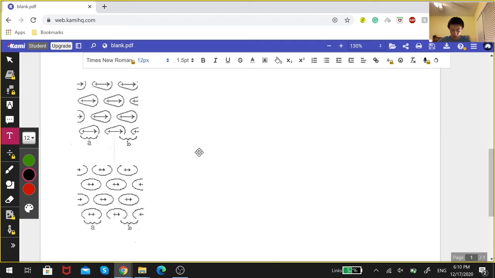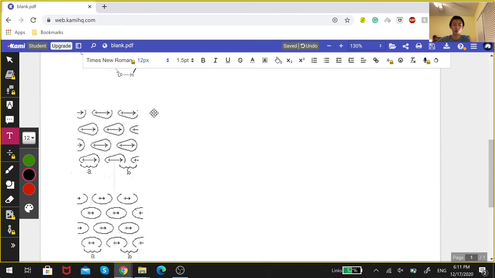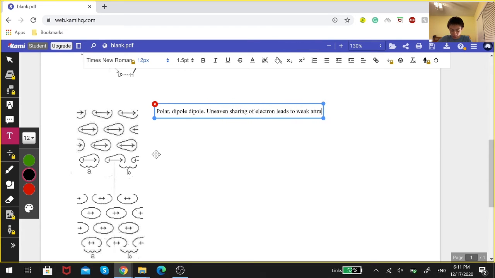Now in this one, we can see a dipole. And we call this because the more positive side is being attracted towards the other side, the more electronegative side. So we call this a polar substance with a dipole force of attraction, a dipole intermolecular force. Now the description is uneven sharing of electrons leads to weak attraction between dipoles.